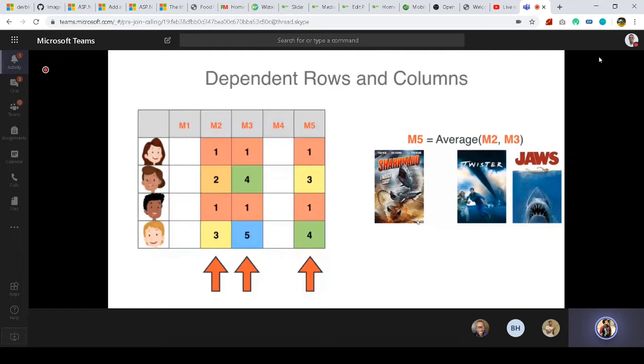Sorry, so let's continue. Sharknado was an intersection of these two movies, movie 2 and movie 3. We can see the ratings matrix as well, and in the matrix, for the ratings of movie 2 and movie 3, we can see that 3 plus 5 is 8, and movie 5 has been given a rating of 4. So the average is 8 divided by 2, which is 4.